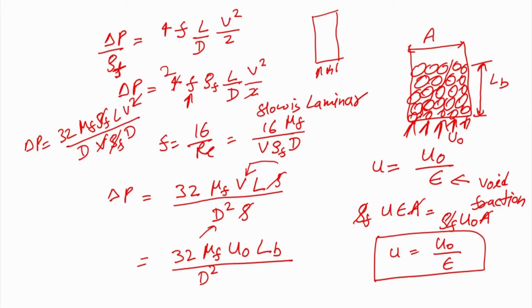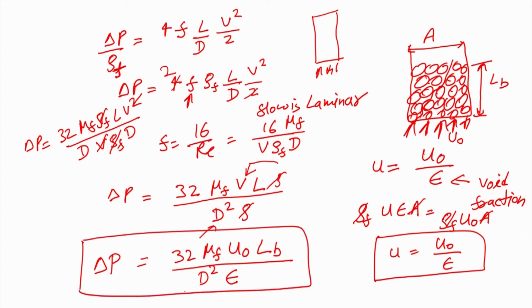So, now you will get this equation and this will be divided by epsilon. So, this will be the delta P equation. Now, what do you need? You need the diameter, because diameter is not going to change. So, we know that in case the diameter is not regular, what we need to do? We define a term which is called equivalent diameter.